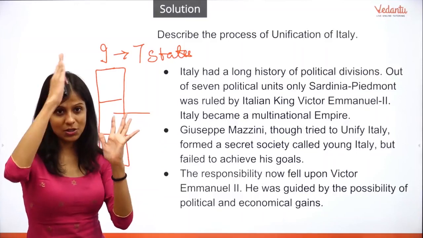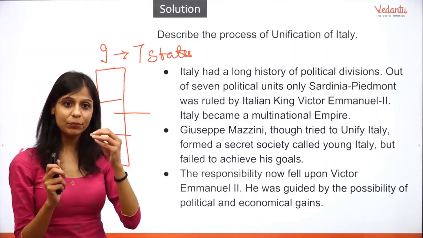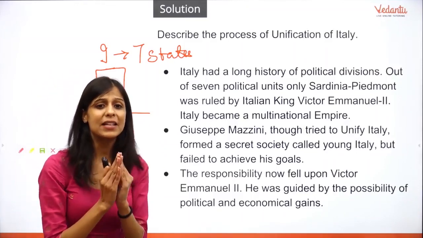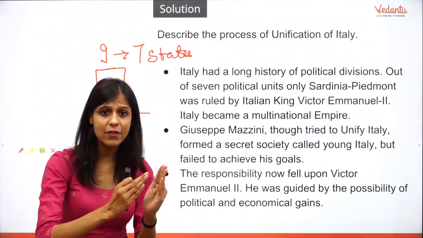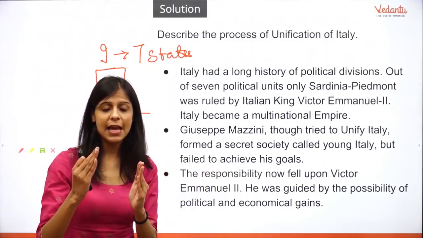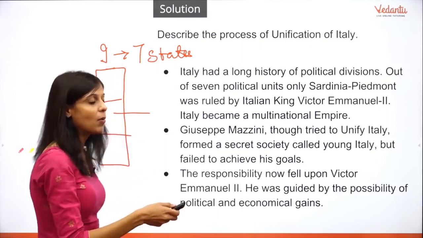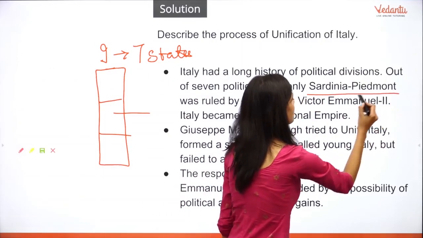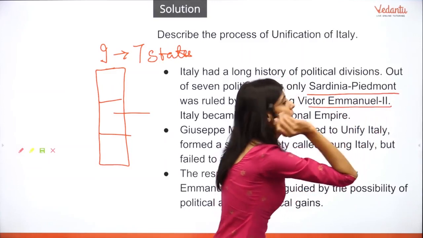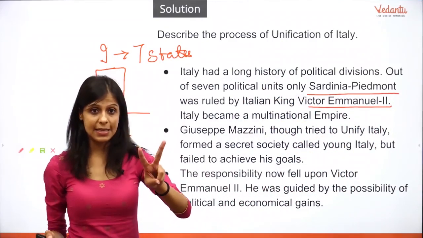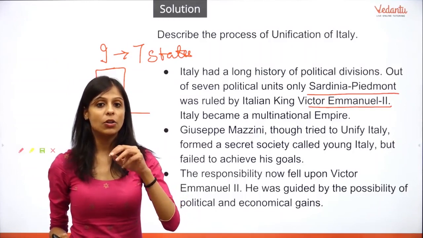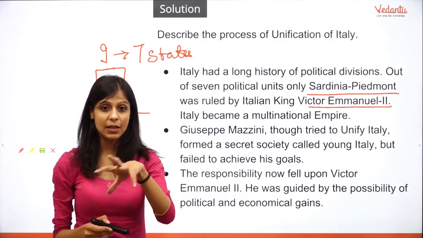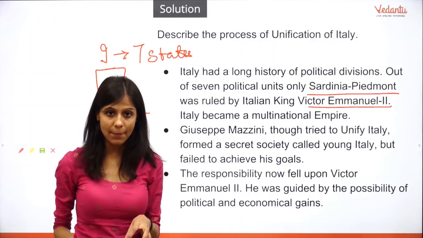So what is the process of unification? See, Italy had basically a very long history of political division, 7 divisions, and then just Sardinia-Piedmont was the state. I'm going to underline here that Sardinia-Piedmont was the only state that was ruled by Victor Emmanuel II. Italy was basically, I would say, a multinational empire.